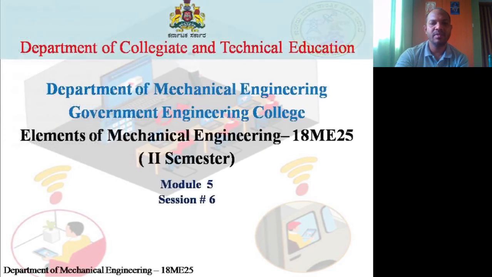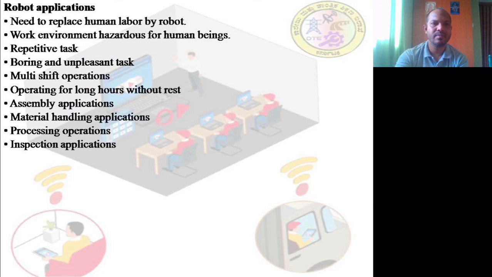Now, if you consider the applications of robots: the need to replace human labor by robots, work environments hazardous for human beings, repetitive tasks, boring and unpleasant tasks, multi-shift operations, operating for longer hours without rest, assembly applications, material handling applications, processing operations, and inspection applications. So these are all the applications of a robot.